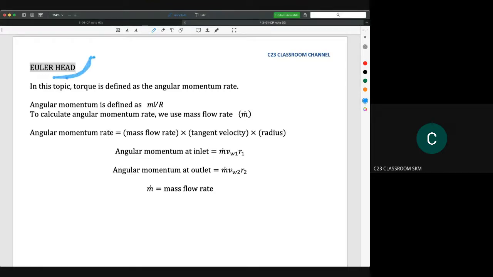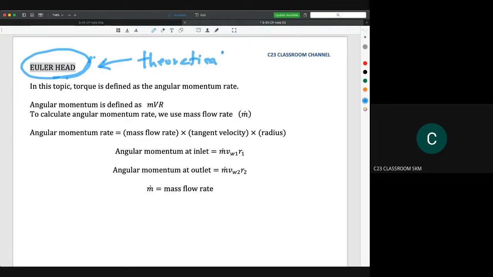So we continue our discussion today about the Euler head. In this topic, I will share with you one important parameter called Euler head. The spelling is Euler, but you could pronounce it as Euler head. Some people call it differently, but it is okay for you to call it either way. Euler is actually the name of the scientist that focused on this calculation. The Euler head here is the theoretical head.